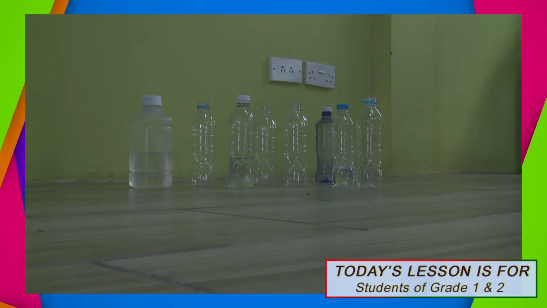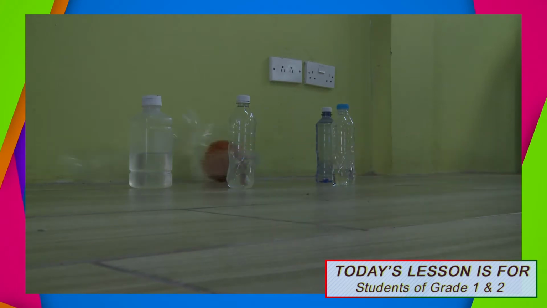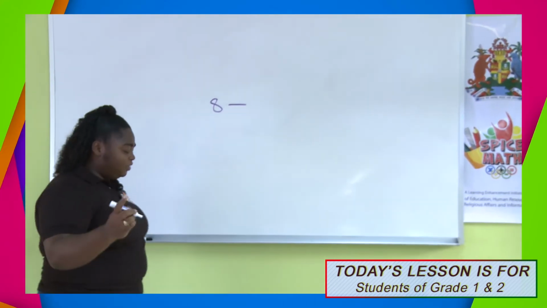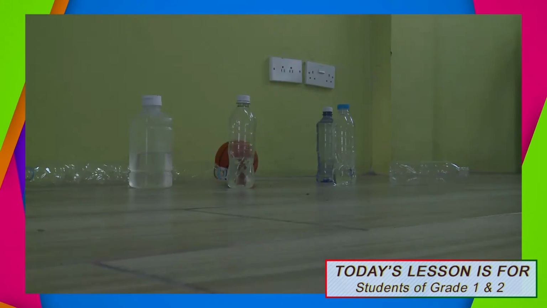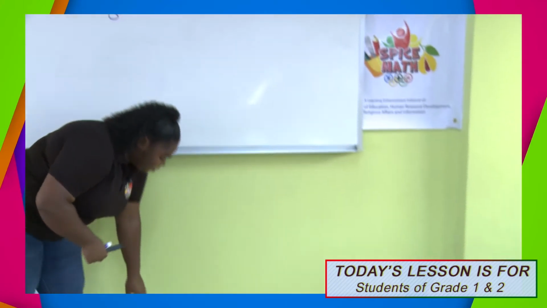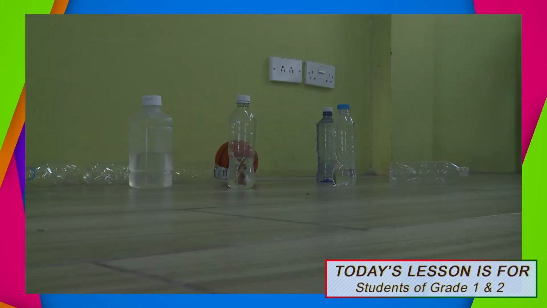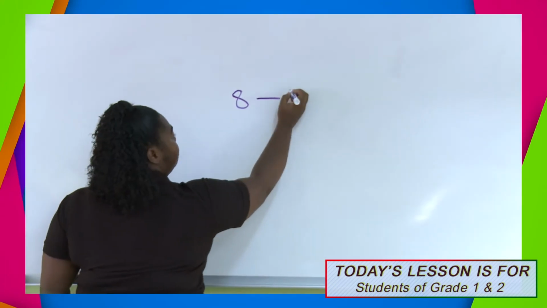Mr. Philip, are you ready? Yes, I am. All right. Now, we started with 8 bottles. So we know 8 subtract, and we need the number for here. Mr. Philip rolled the ball and he knocked down some bottles. So we need to know how many bottles he knocked down from the 8. So let's count. 1, 2, 3, 4. He knocked down 4 bottles. We had 8, subtract 4.